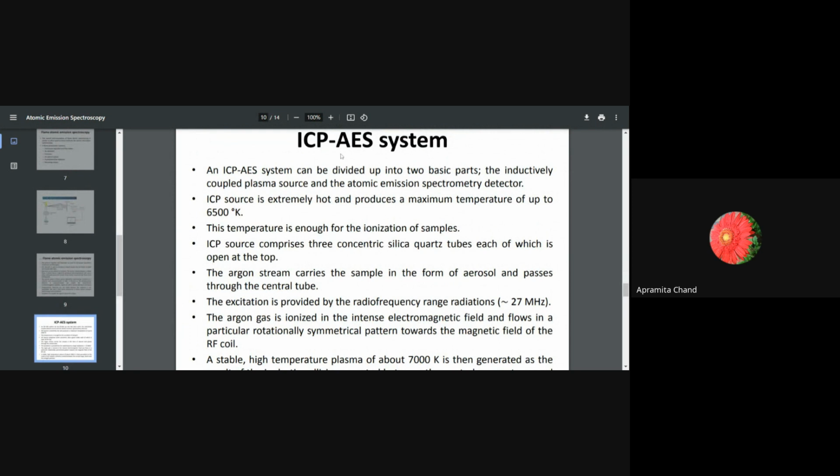So here the ICP-AES system has two basic parts: the inductively coupled plasma source and the atomic emission spectrometry detector. Now the source is very important. It is extremely hot and produces a maximum temperature of up to 6,500 Kelvin, and this is enough for the ionization of samples. And the ICP source also comprises three concentric silica quartz tubes, each of which is open at the top.